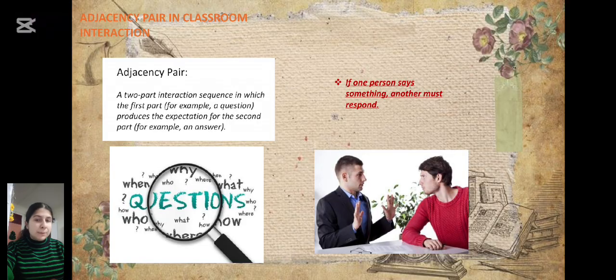So now let's move on to the next slide. Adjacency pair in classroom interaction. What is an adjacency pair? A two-part interaction sequence in which the first part, for example a question, produces the expectation for the second part, for example an answer. So shortly, if one person says something, another must respond.